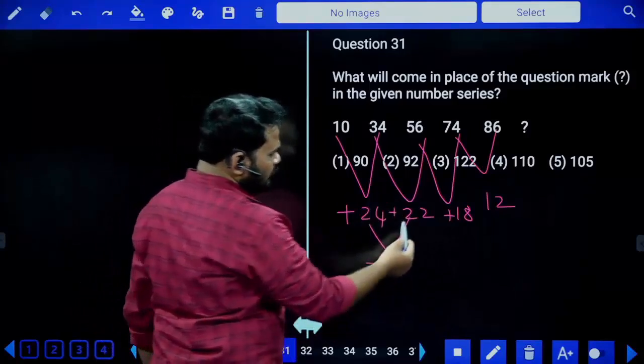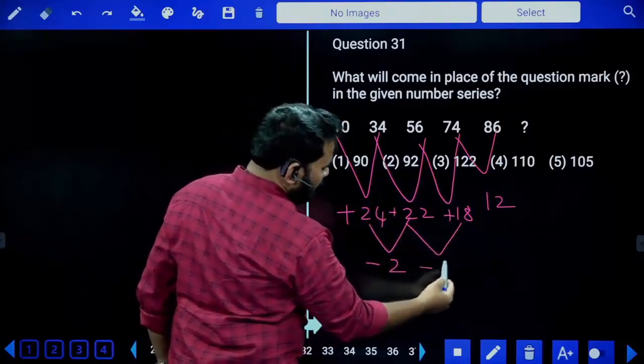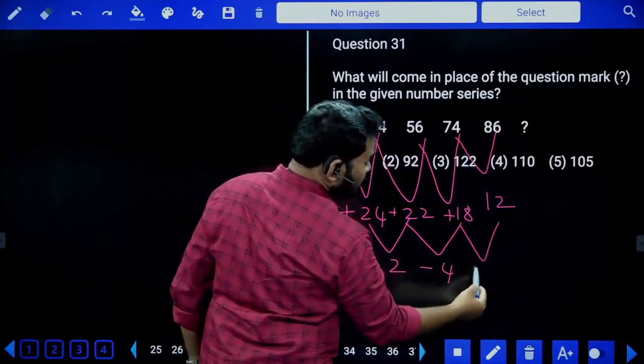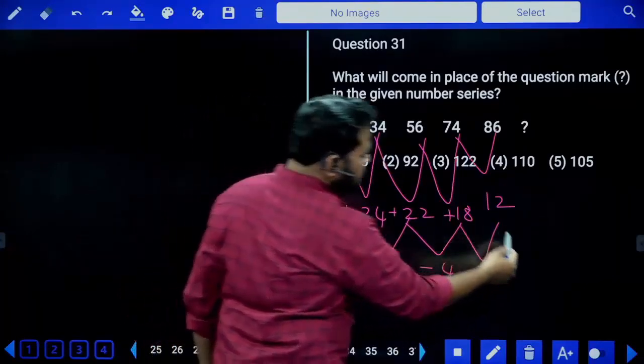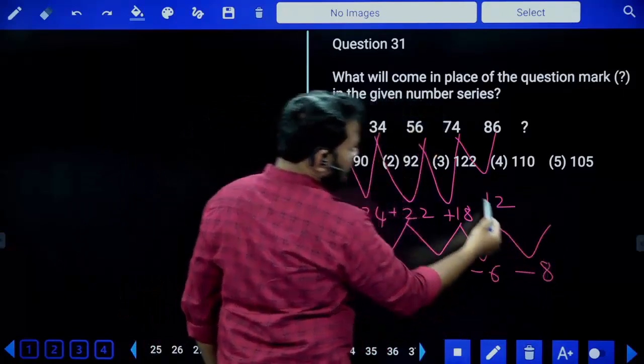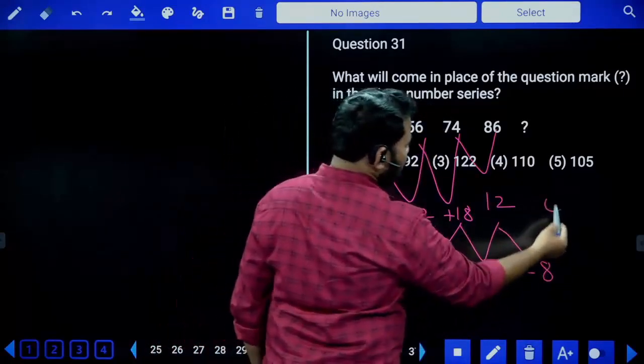24 minus 2 is 22. 22 minus 4 is 18. 18 minus 6 is 12. Minus 2, minus 4, minus 6. Next minus 8 is required. 12 minus 8 is nothing but 4.